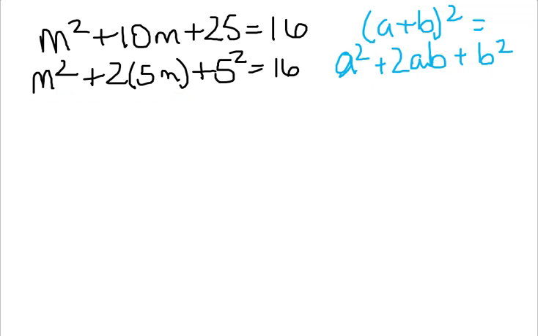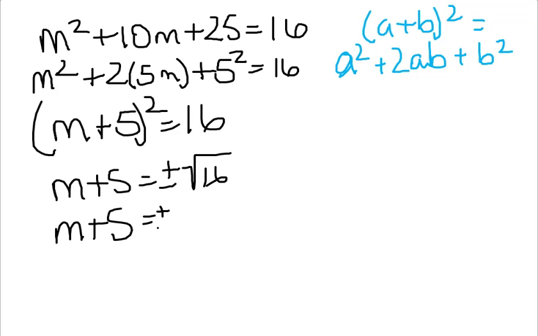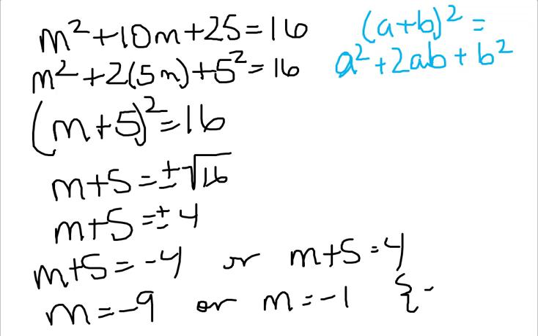So this is going to be m plus 5 squared equals 16. And now I'm going to square root both sides, and I get m plus 5 equals plus or minus the square root of 16. So m plus 5 equals plus or minus 4. m plus 5 equals negative 4, or m plus 5 equals positive 4. I'm going to subtract 5 from both sides. m equals negative 9, or m equals negative 1. So my solution set would be negative 1, negative 9.